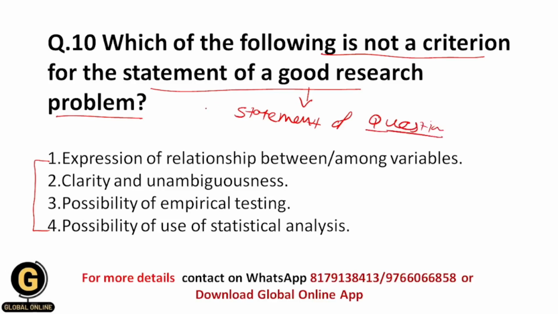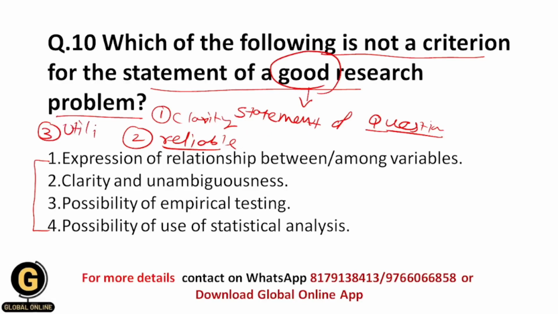So whenever you are stating a good research problem, it has certain criteria. The first criterion is that it should have clarity. Second is that it should have relevance. Then third, it should have utility. Then it should be empirical. So all these are the criteria whenever you are stating a good research problem.